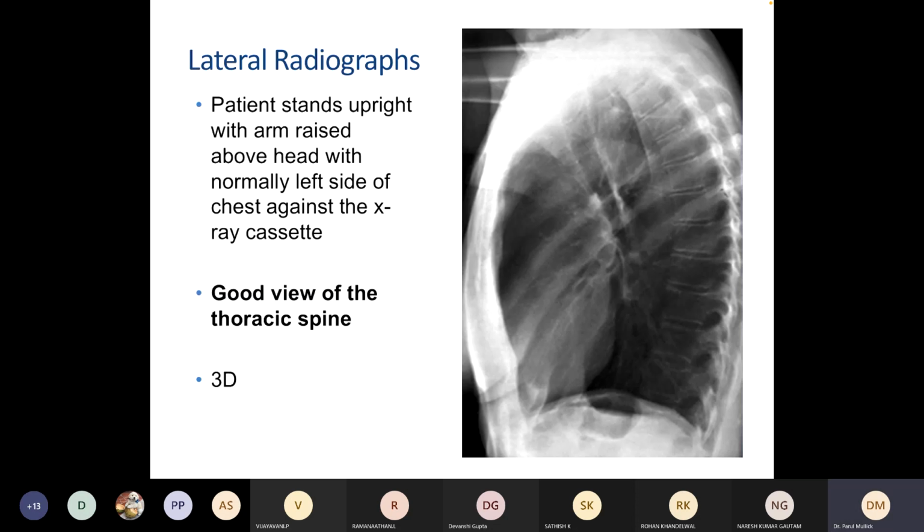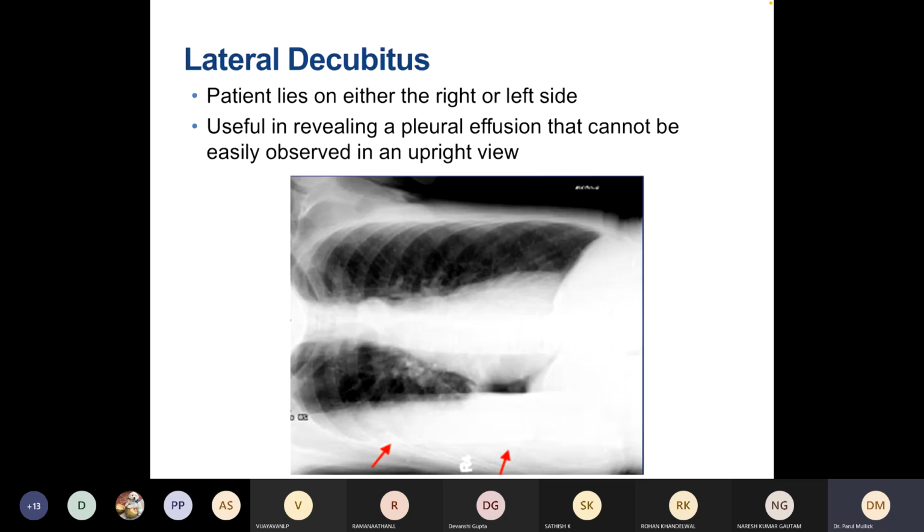Okay. So now another view, X-ray view, is the lateral radiograph. Lateral radiographs are very good for giving a view of the thoracic spine. And when combined with the frontal view, you get a kind of 3D representation of whatever pathology you are seeing.